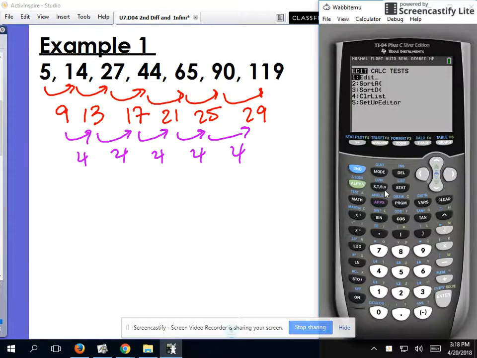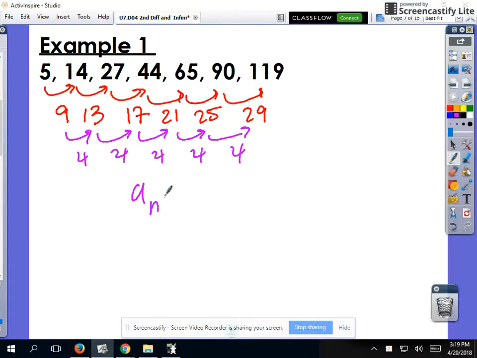We go put our data in like I did before. Go down to quadratic regression. Press enter. And yes, it actually works. So we have 2n squared plus 3n. So we would write a sub n equals 2n squared plus 3n. We don't have to put plus 0. We can leave it like that. All right. And that concludes our first and second differences of sequence.